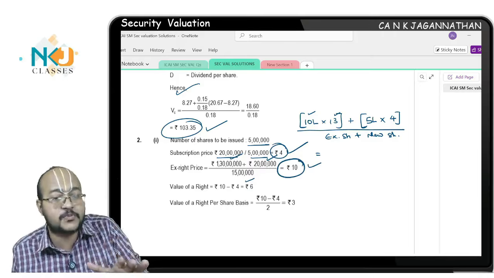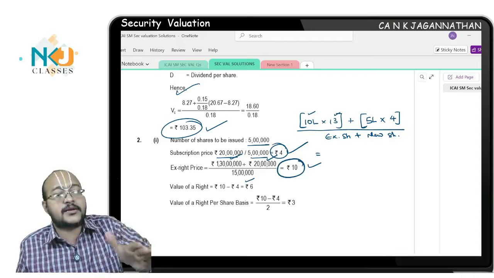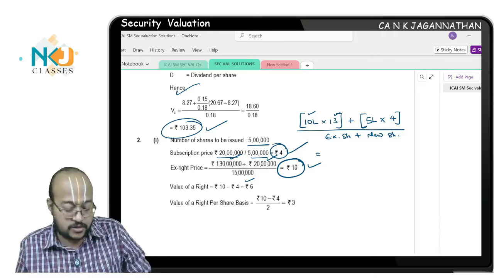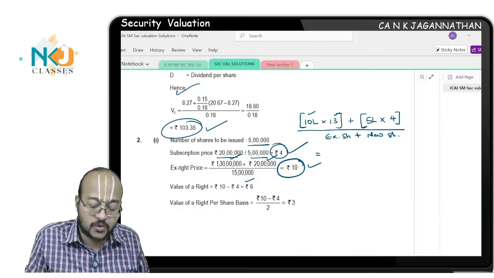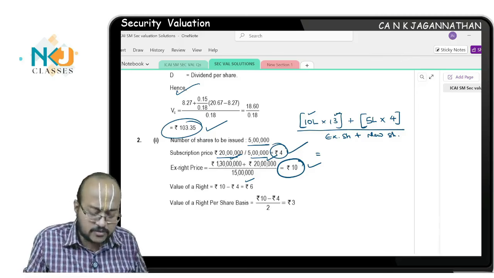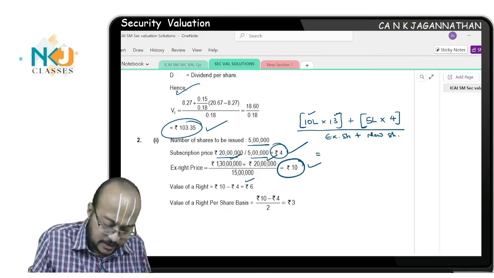What do you mean by ex-rights price? The fair theoretical ex-rights price is the fair value of the share post rights issue, which means after the rights issue, this should have been the share price. The quoted market price might be something different, but this should have been the price. This is the theoretical ex-rights price.